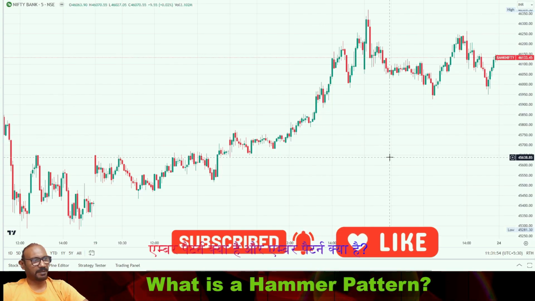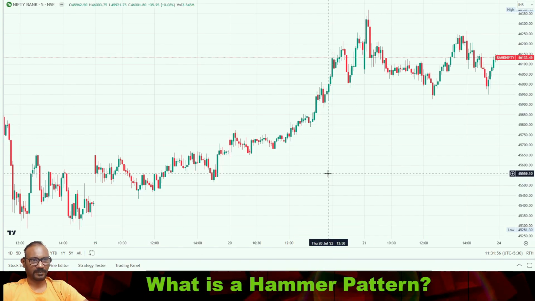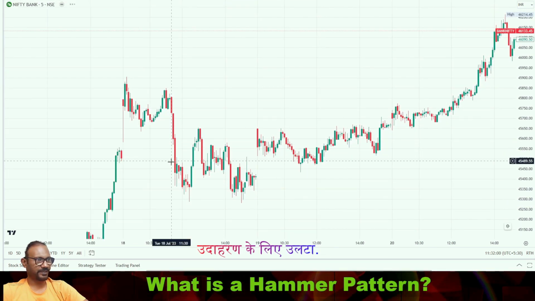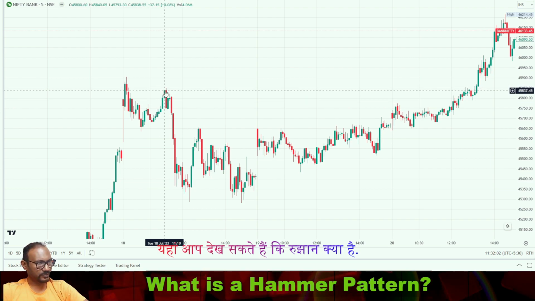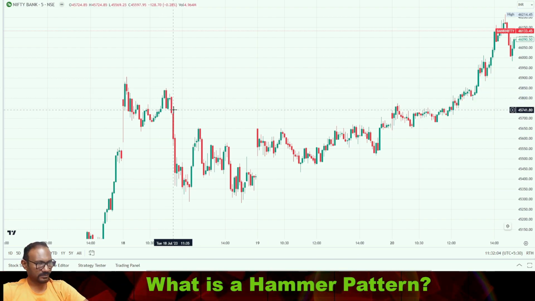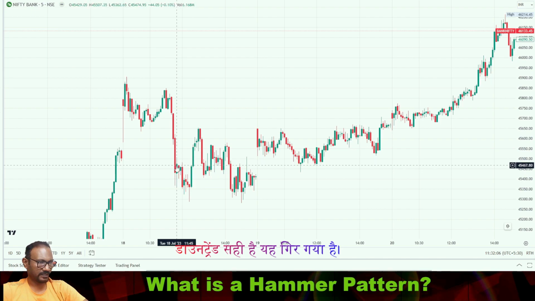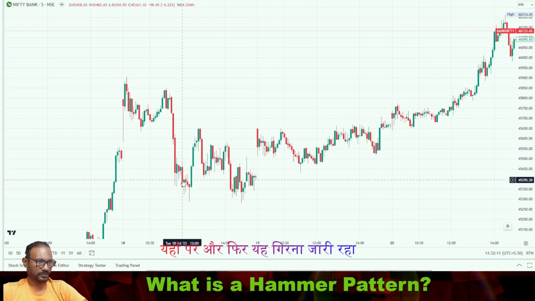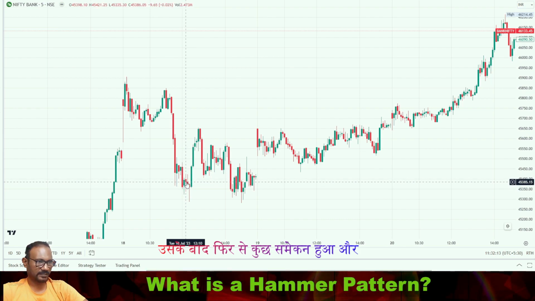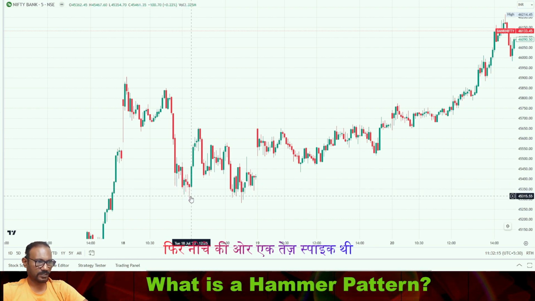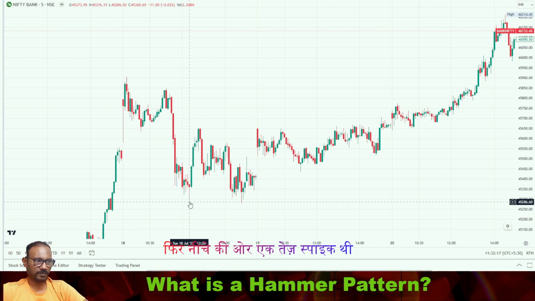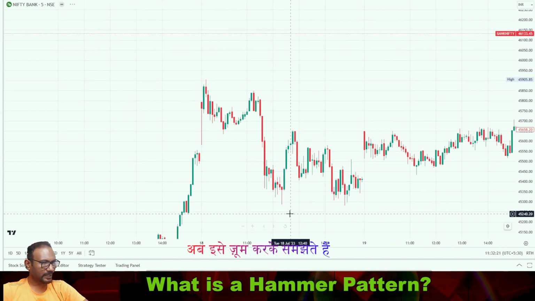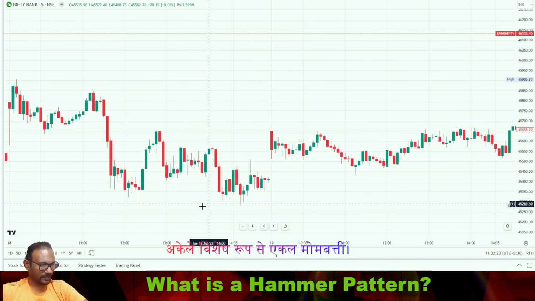Now, what is a hammer pattern? A hammer pattern is a supportive pattern which indicates the reversal. For example, here you see the trend is downtrend, right? It has fallen, it has got a little bit of consolidation over here, and then it continued to fall. Then there was again some consolidation, and then there was a sharp spike to the bottom, and then it got up again. Now let's zoom in to understand this particular single candle alone.